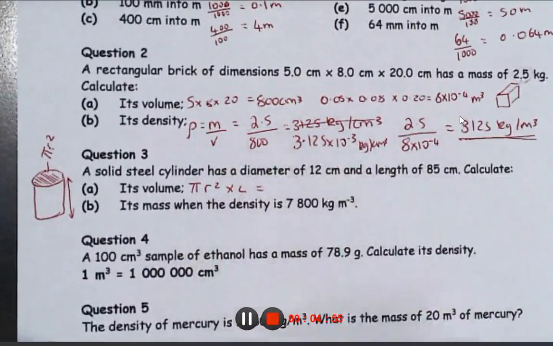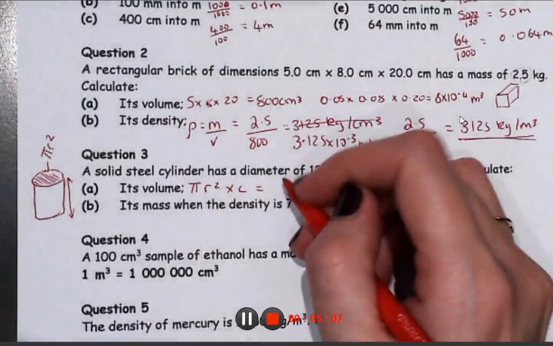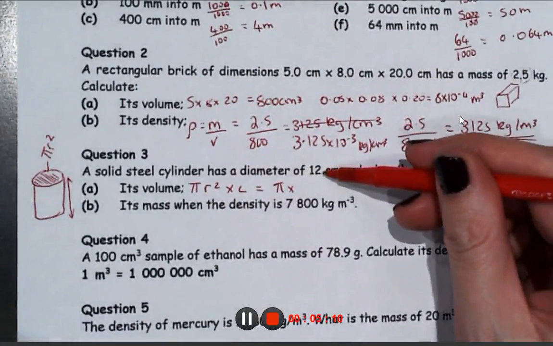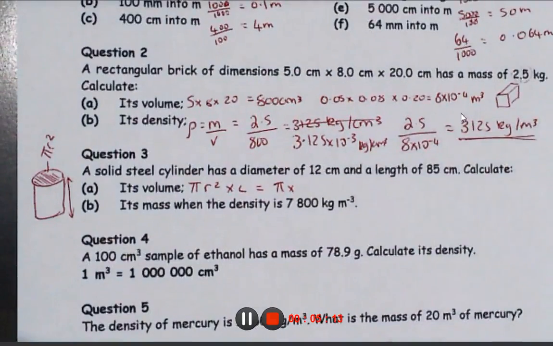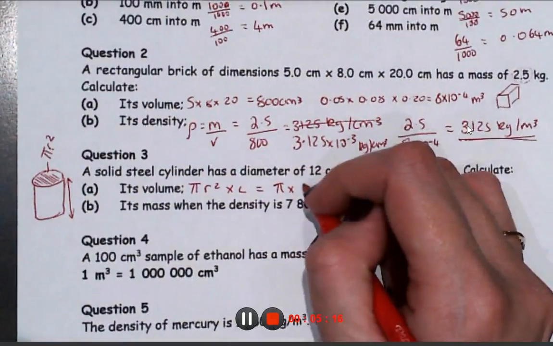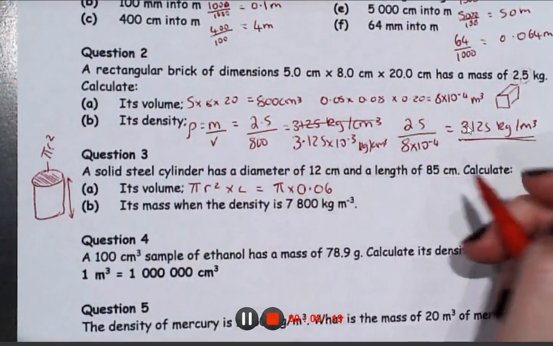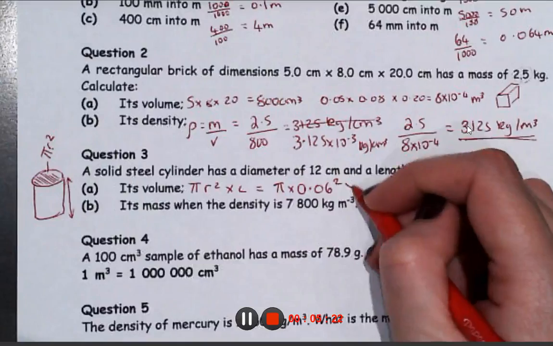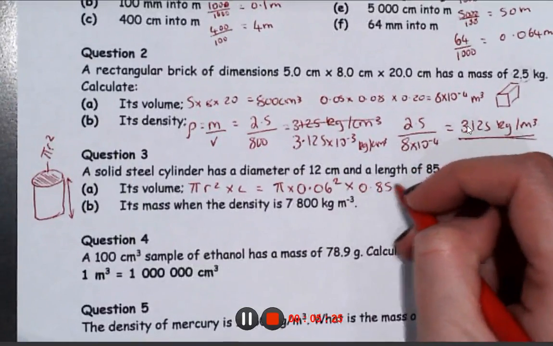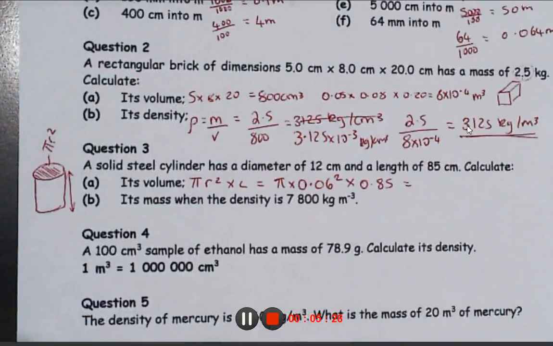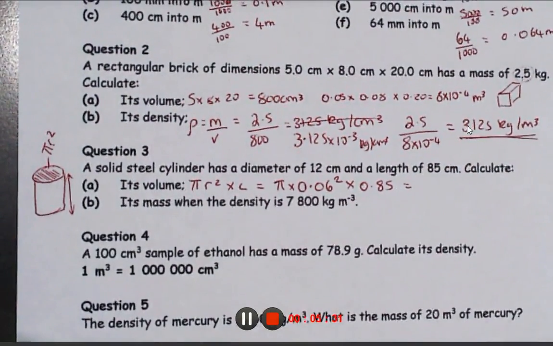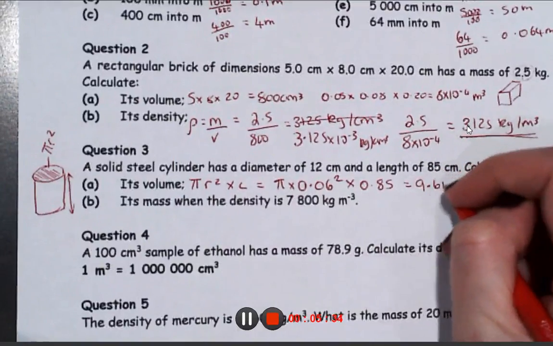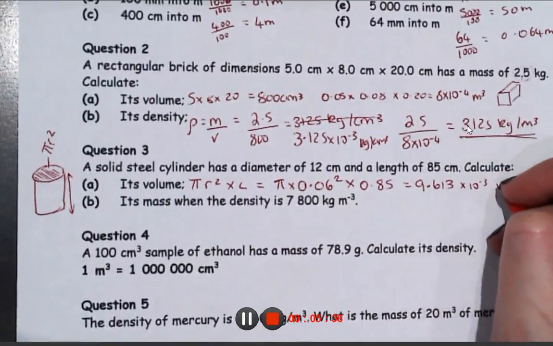Now I'm going to do this in metres because I haven't got a lot of space and that's really the answer I want. So if you've done it in centimetres, just do it in metres now and see if you get the same answer. Okay, so we're going to do pi times, the diameter is 12, okay, so half of that would be the radius, which is 6 centimetres, 0.06 metres, squared, don't forget to square it, times the length in metres, 0.85. Okay, so that equals, just check this, okay, 9.613 times 10 to the minus 3 metres cubed.